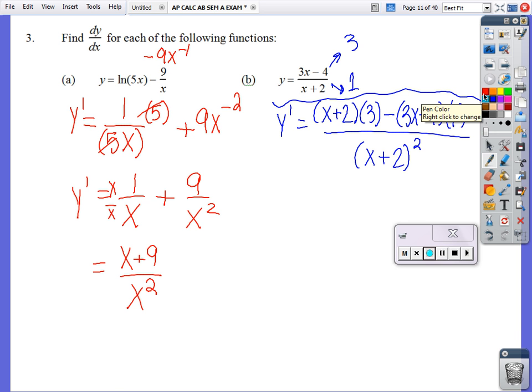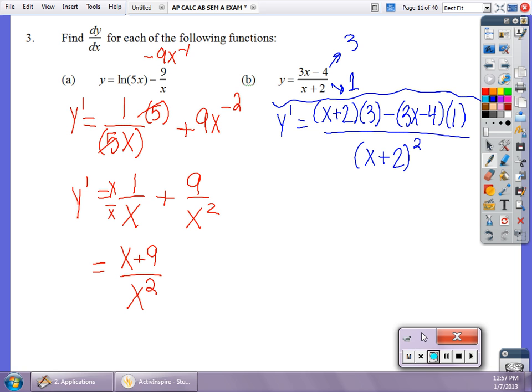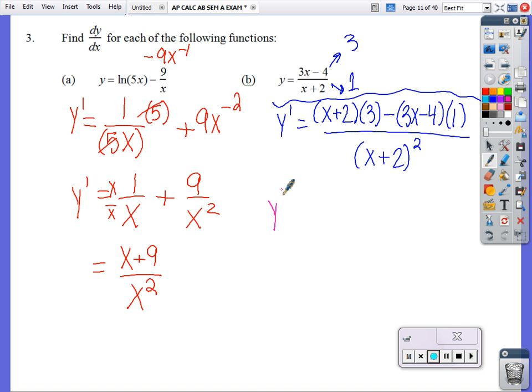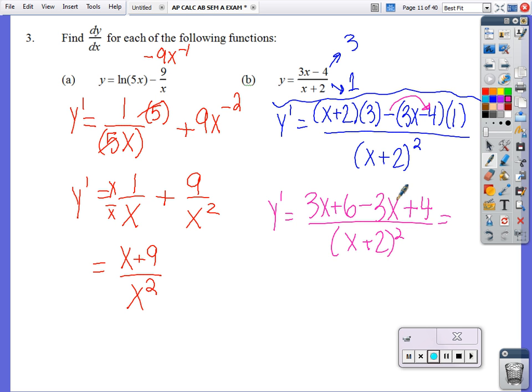In this case, I get that my next step would be that y prime equals 3x plus 6 minus 3x plus 4. Please make sure you distribute your negative all over (x plus 2) whole thing squared, and we get 10 over (x plus 2) squared.